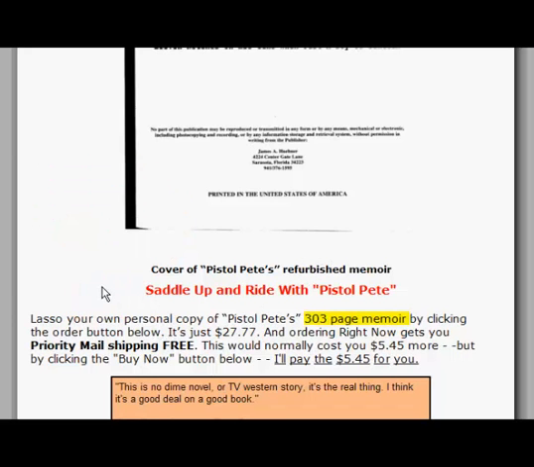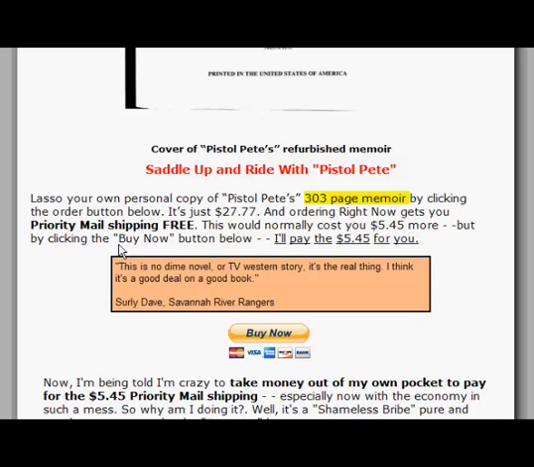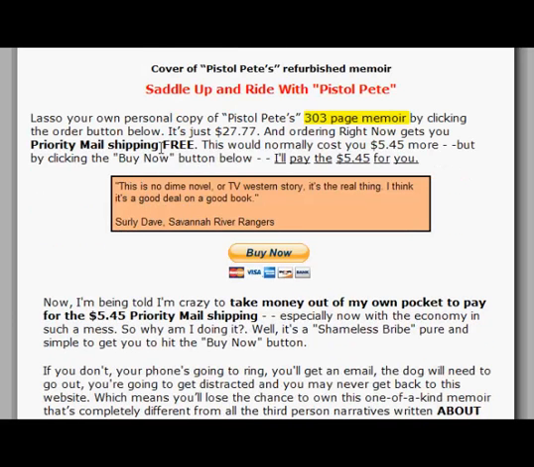Now you get priority mail shipping, and it's free. This would normally cost you $5.44, but by clicking the buy button now, you pay this. Good strategy. This is no dime novel story, it's a real thing, and it's a good deal.